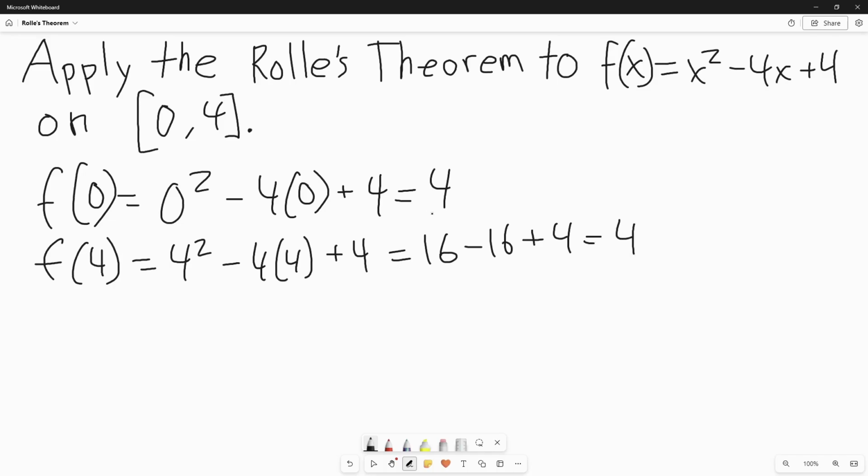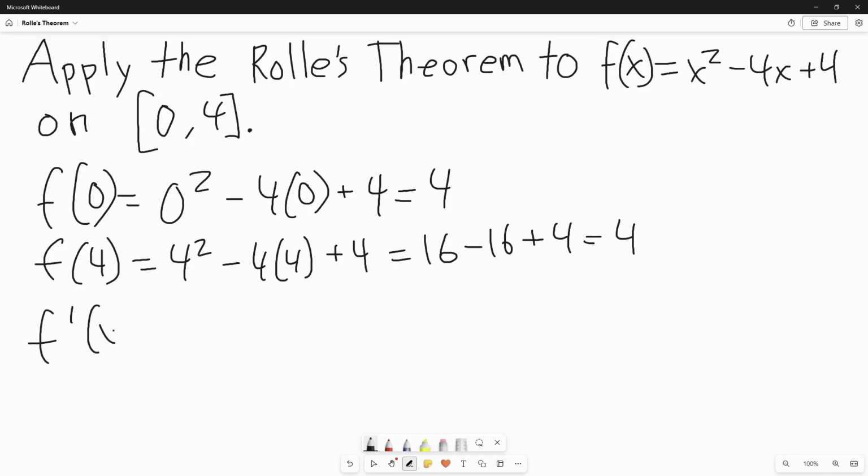And we can see both of them equal 4, which means that our f of a is equal to f of b, which means that we can apply Rolle's theorem, which states that in between this interval, there exists a value c such that there's a horizontal tangent line where the derivative is 0. And in order to find this, we just need to set the derivative equal to 0 to find the value.